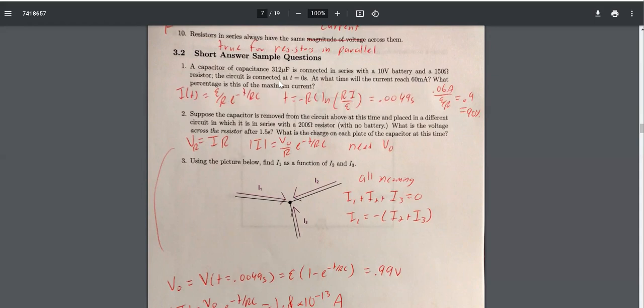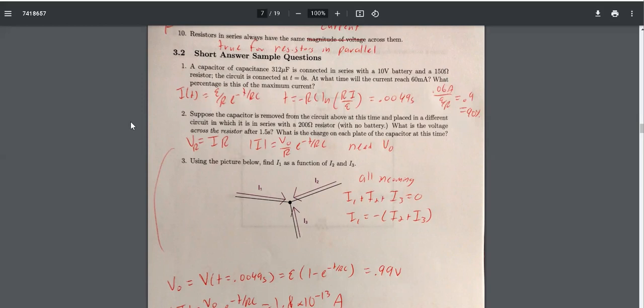Now it also asks what percentage is this current of the maximum current. So I just take our 0.6 divided by the maximum current, and the maximum current is this thing. So it is the EMF of the battery divided by the resistance. So if you divide these, you get 0.9, and 0.9 is of course 90%.